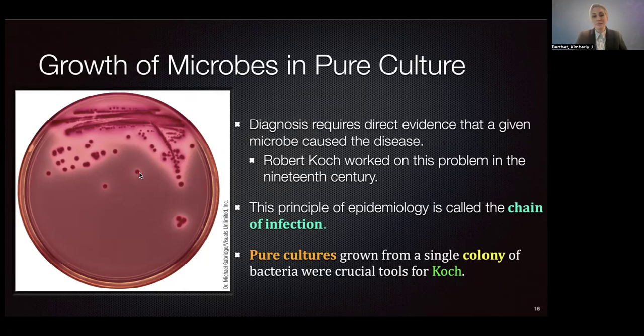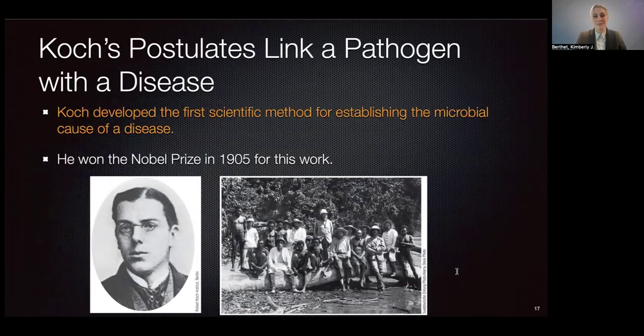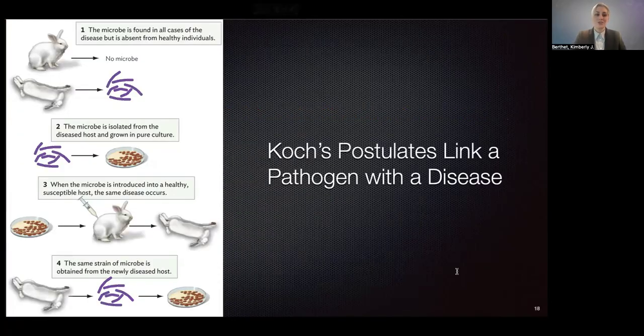Growing pure culture is going to help Koch link disease to infection. When we talk about Koch himself, the way that he linked disease to infection actually won him the Nobel Prize in 1905. And we're going to see how he went ahead and did this. So we have four steps in Koch's postulates here.